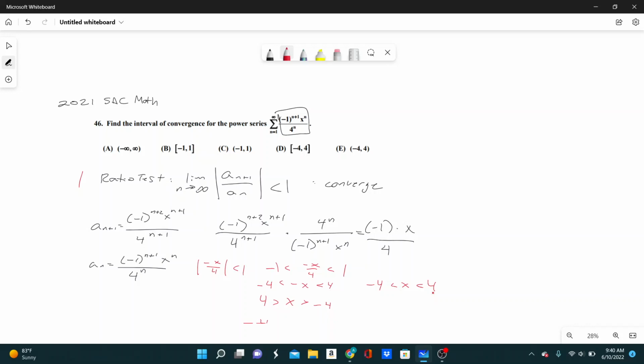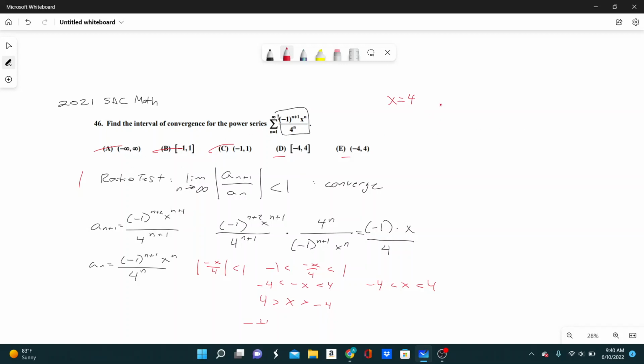So let's see what answer choices this gives us. So we can immediately eliminate A, B, and C. And now there's just D and E. So what this tells us is that, well, on D, this is basically saying we include negative 4 and 4. And on E, it's saying we exclude that. So all we have to do is just test one of those. I'm going to test x equals 4. And we can see if that converges.